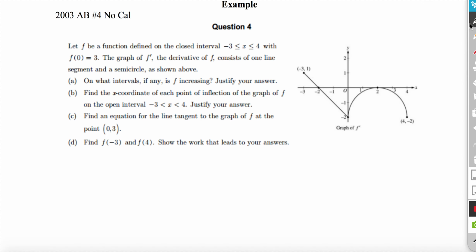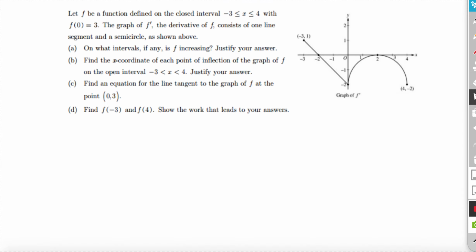Let f be this function here, defined on a closed interval, -3 to 4, with f of 0 equal to 3. Okay, so I already am noticing a few things. This sounds like an initial condition, probably going to be useful somewhere along the way. The graph of f prime, so this is our derivative, let me make a label there so I don't make a mistake, consists of one line and a semicircle, okay?